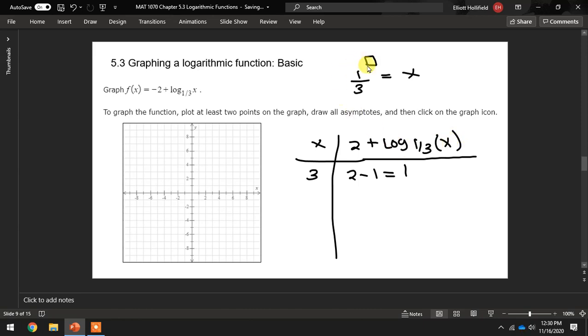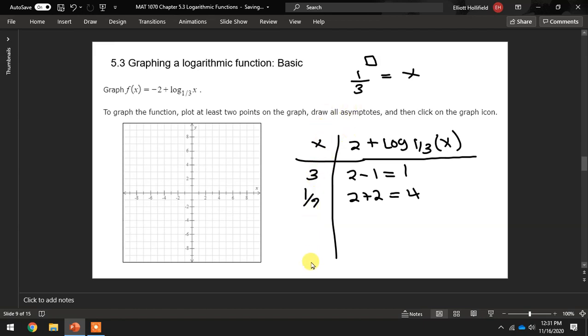So what other numbers would be a good choice to plug in? What if x was equal to 1/9? Then 1/3 raised to what power is equal to 1/9? That would be the square power. So if x is equal to 1/9, then the log base 1/3 of x is equal to 2. And so we get 2 plus 2 is equal to 4.